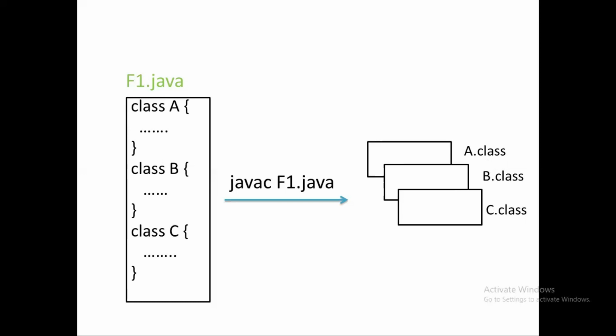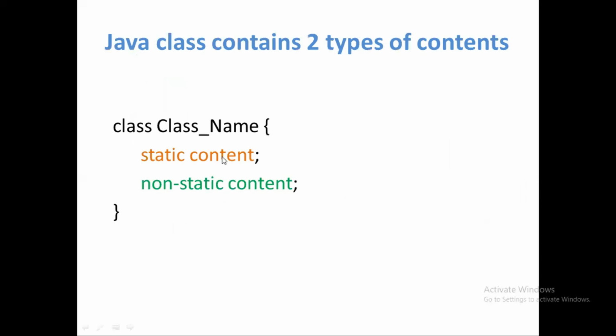And now we can understand what a class contains. As of now, we understand what a Java file contains. And now we can cover what a Java class can contain. A Java class can contain static content as well as non-static content. A Java class contains two types of content. What are those two? Static content and non-static content.